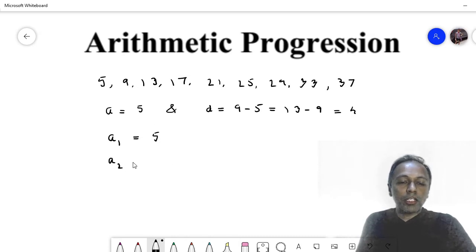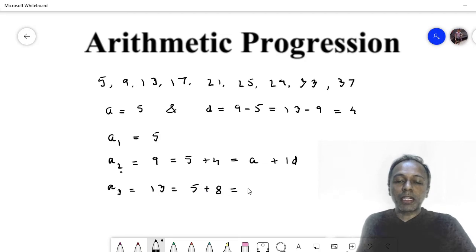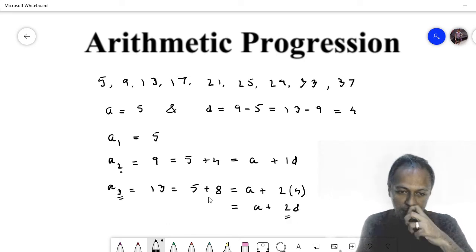Let us try writing the second term A2, which is 9, which can be written as 5 plus 4. This can be written as A plus D. Here D's coefficient is 1, which is 1 lesser than 2. Let us try writing A3. A3 is known to us as 13. This can be written as 5 plus 8, which is A plus 2 times 4. This can be written as A plus 2D. This number 2 is 1 lesser than the suffix here.